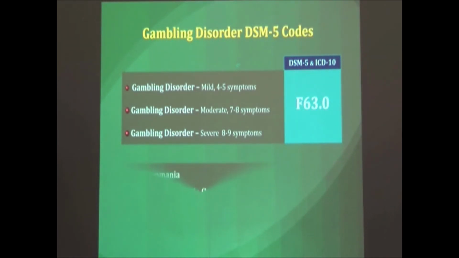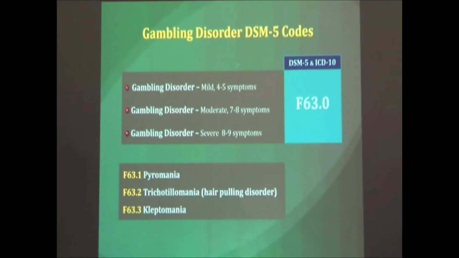I just included some other codes there, so you could see what was in that bracket of codes, because rather than with substances where we're at F10, F11, F12, F13, we're at F63 here. This is F63.1, pyromania. This is hair pulling and kleptomania. So there's just the 1 code for gambling disorder. And you'll specify mild, moderate to severe in your documentation.